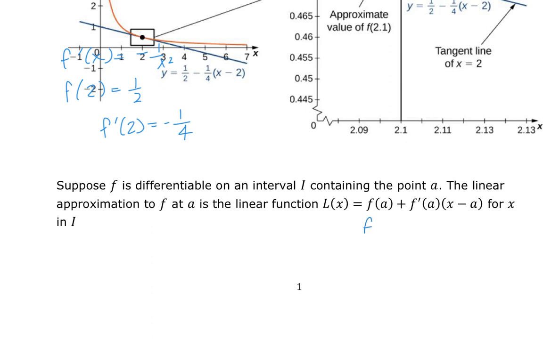My f of A, where A was 2, we know was 1/2. My f prime of A, where A was 2, in this case was negative 1/4. And then I had x, which in this case would have been 2.1, minus my A, which was 2. So we can approximate the value at 2.1 if we didn't have a calculator using a linear approximation.